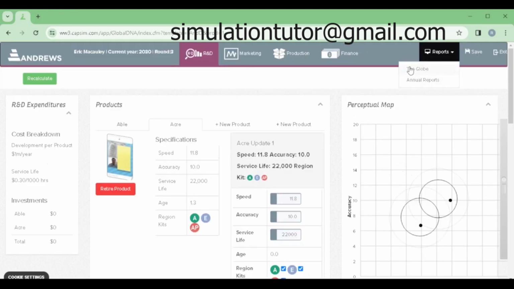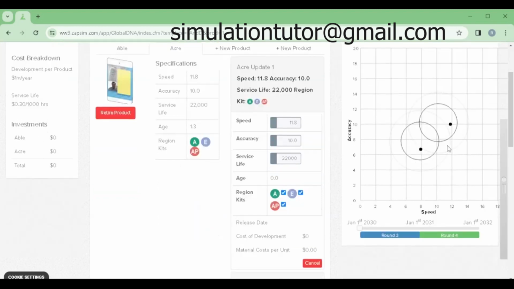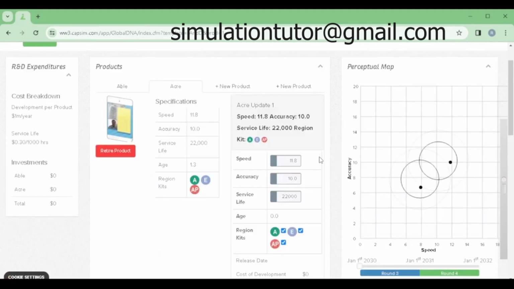If you want to make decisions on these departments, the decisions are made from the reports. This one is called the globe. So you'll just tap here and then open the globe. We have here the perceptual map, which shows the positioning of our products. And then we have some charts here for the investments, one for material costs, and another for edge.